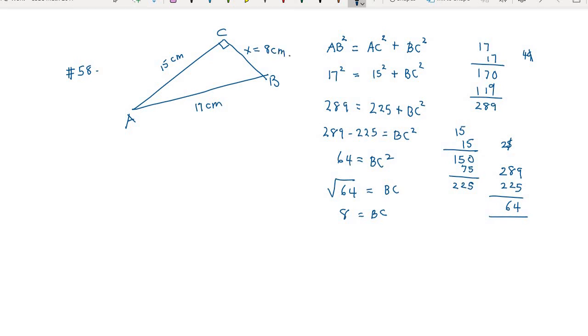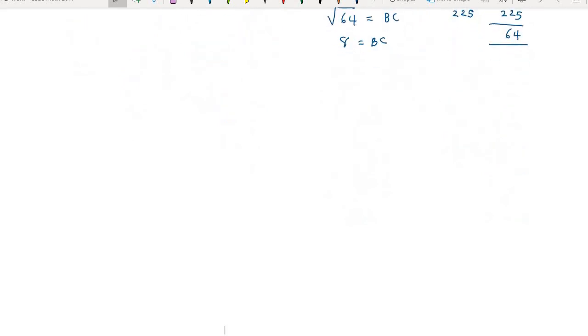Okay, so that corresponds to number 58. That'll give us an answer of B. Right, so we have two more questions to go. Question 59 and question 60.